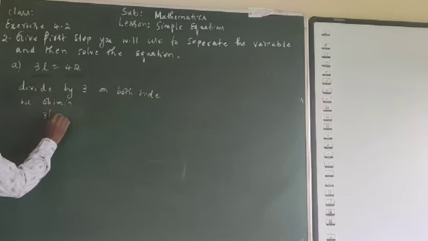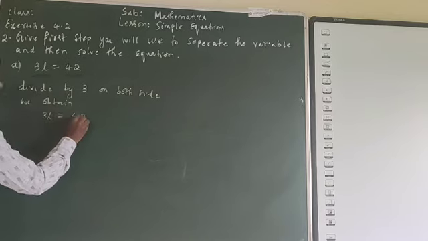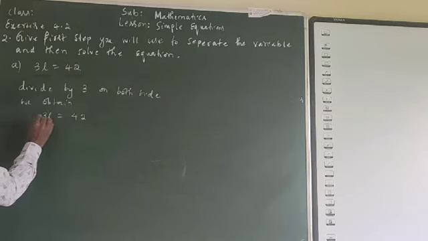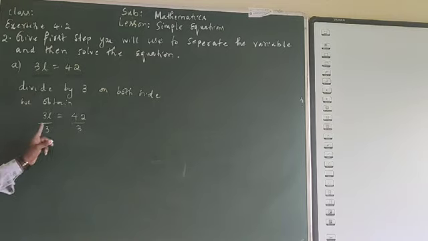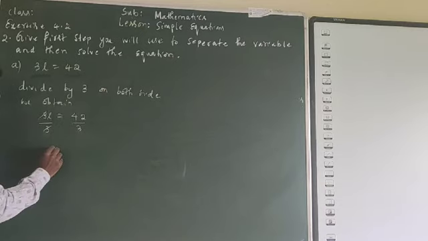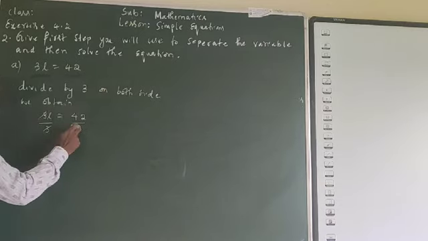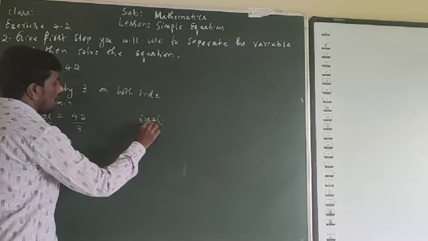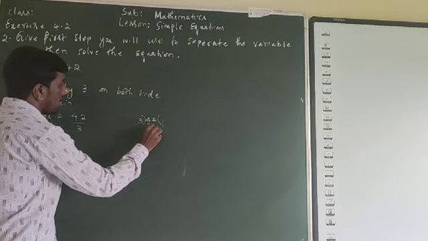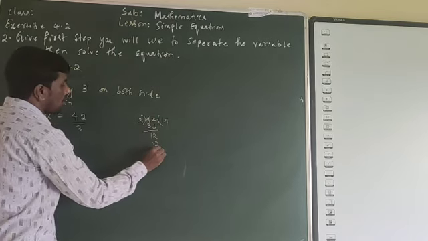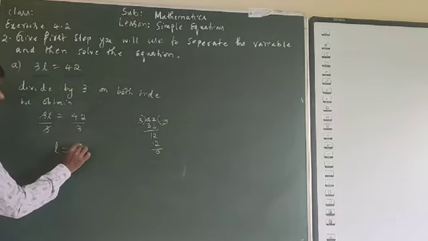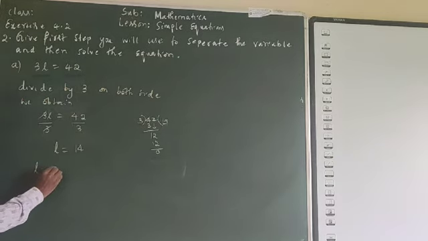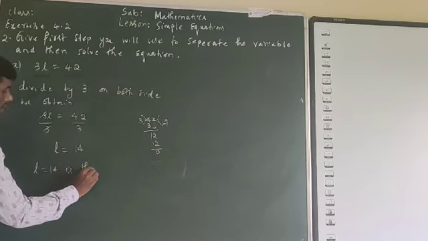So 3L is equal to 42. I should divide by 3 on the LHS as well as the RHS. In the LHS, 3 will get cancelled. What is remaining? Only L. In the RHS, if you divide 42 by 3: 3 ones are 3, 1 will be the remainder. Take the next digit 2, 3 fours are 12, 0. The answer is 14. L is equal to 14 is the solution.